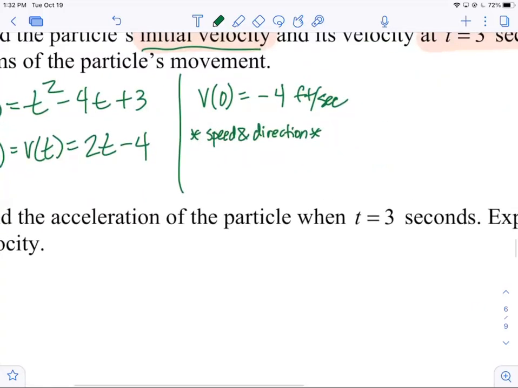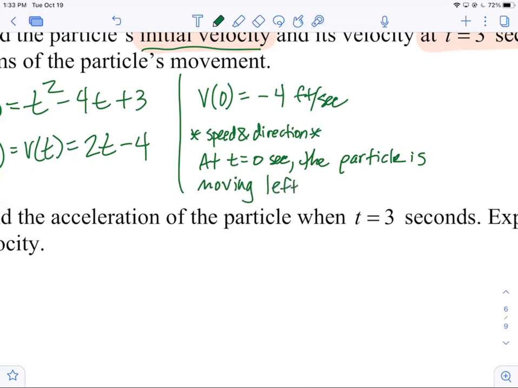So they both start the same way, right? At, and then your independent variable. In this case, at t equals 0 seconds, comma, the particle is moving which direction? Left, yep, because that's the negative, and then at 4 feet per second. We have units on our input and our output. So that's what the instruction would say: explain the meaning of your answer in terms of the particle's speed and direction. Okay, that's what it would be.